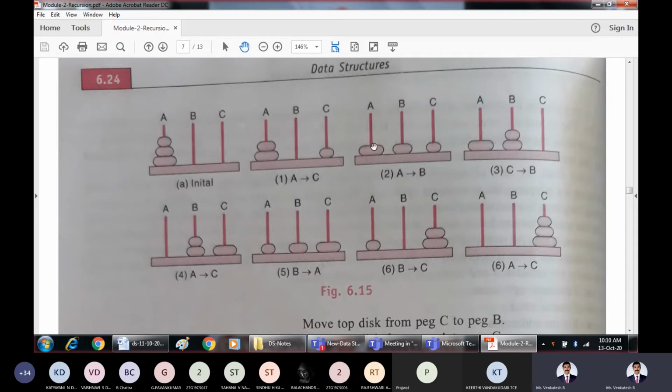Next, the disk from A is going to B. Next, the disk from C is going to B. Next, the disk from A is going to C. Next, the disk from B is going to A. Next, the disk from B is going to C. Next, the disk from A is going again back to C. So that is the simple movement and simple strategy you have to follow for the movement of disks.